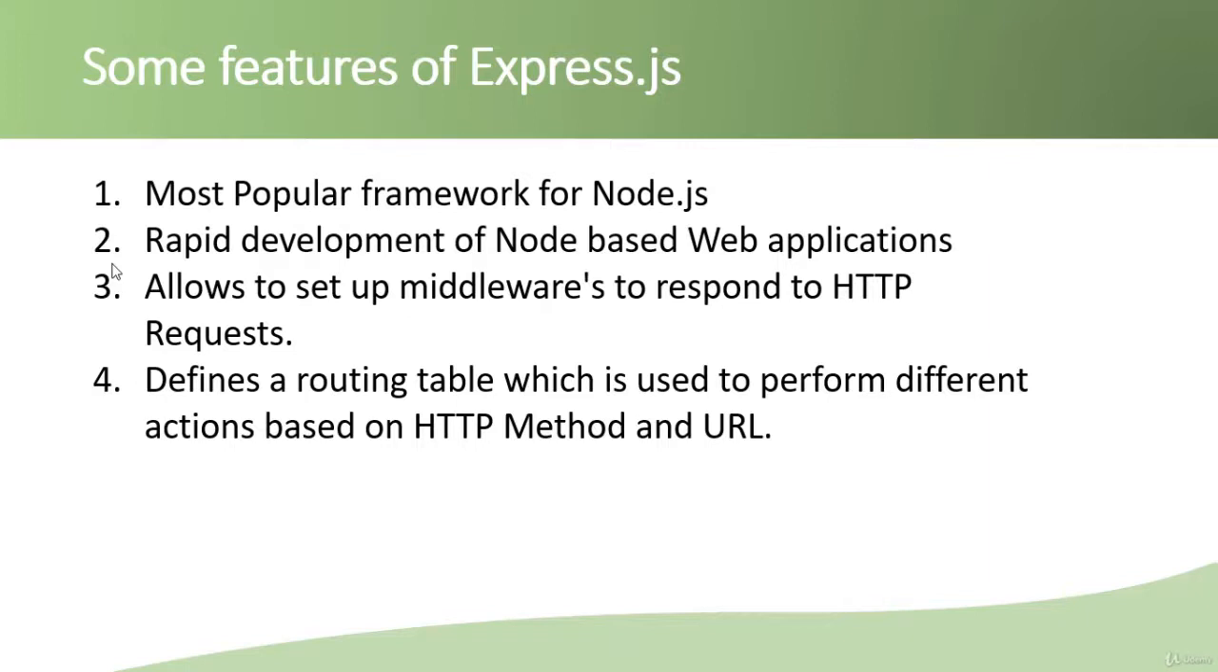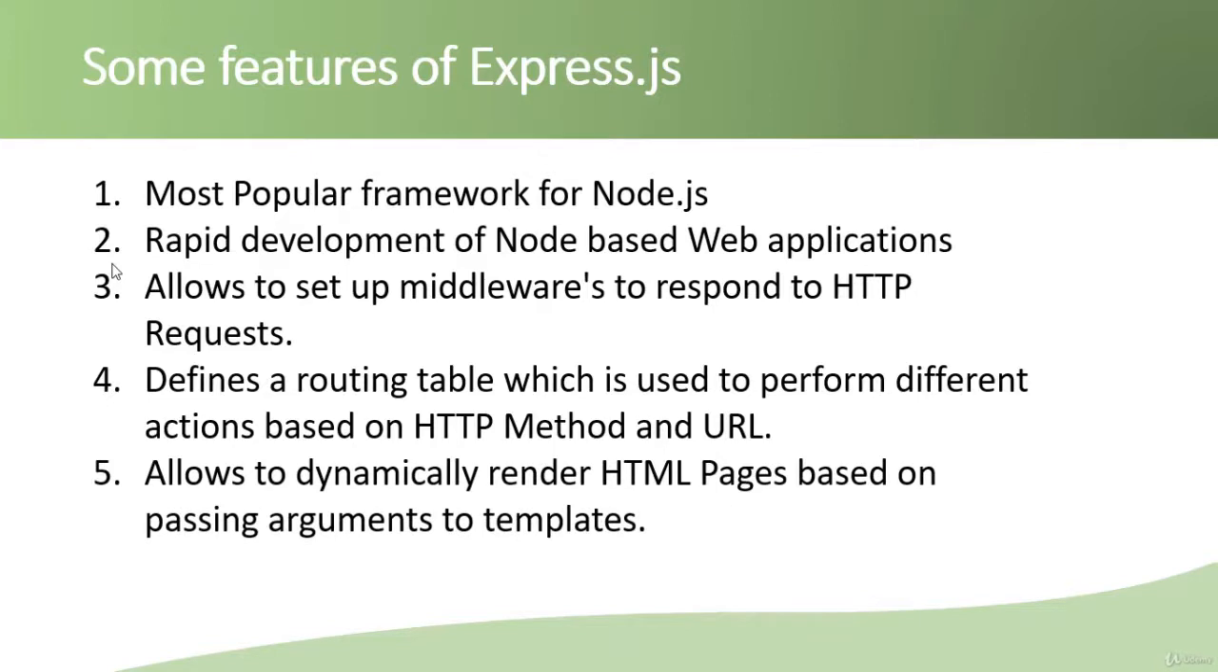So in that video, you will have a better idea why this is the main feature of Express.js. Okay, so don't get confused with it right now. After that, it also allows us to render HTML pages based on passing arguments to templates. Definitely we are going to build a project that has HTML pages. So Express.js helps us to render HTML pages dynamically. Okay, so we can also pass our data from our backend to the front end using Express.js.